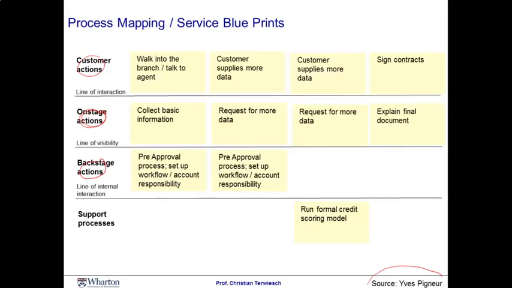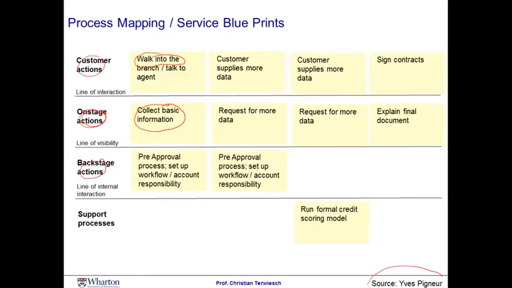Think about the process of applying for a mortgage by going to a mortgage bank. Imagine this is a traditional retail outlet, and so the process starts by us going to the branch. This is a customer action. Once we talk to the agent and the agent interviews us and collects some basic information, this is happening on stage. We talk with the organization, with the bank, and so both of us are investing in this process.